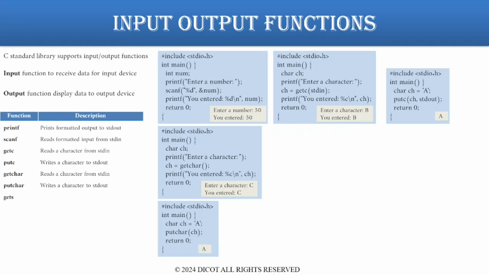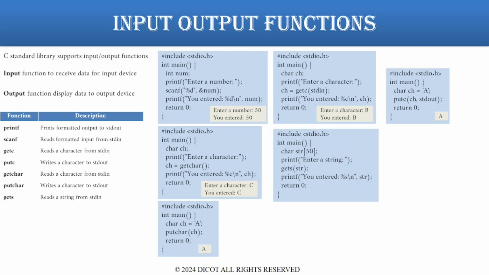gets reads a string from the standard input device. Example, str has been declared as an array of characters. The program prompts the user to enter a string using the output function printf, receives a string using the input function gets, and displays it on the output device. Here the gets function receives one argument, the character array name where the received string must be stored. The output of this program is: Enter a string, hello, you entered hello.